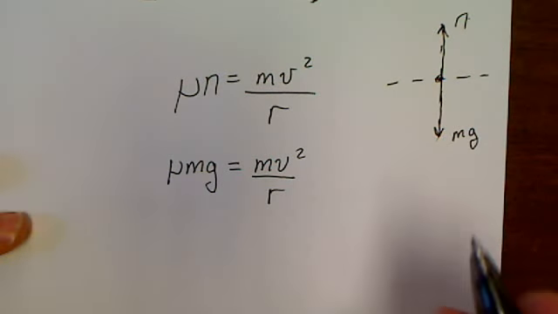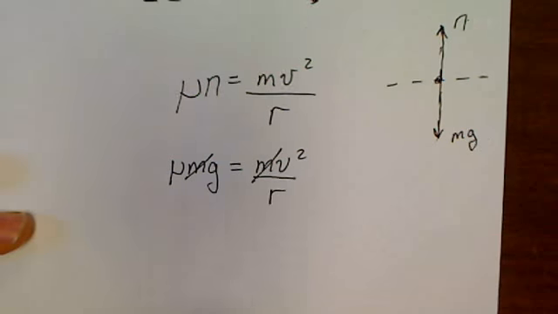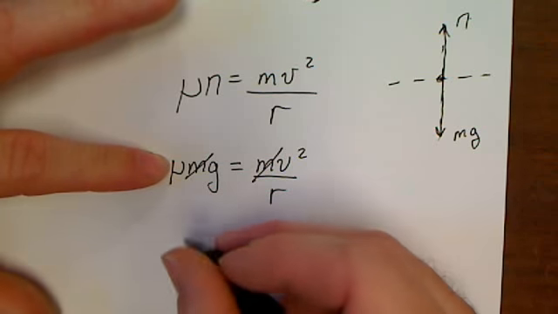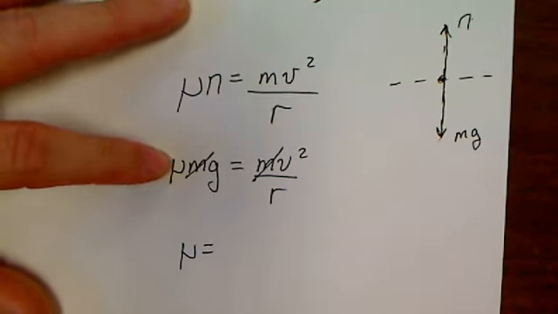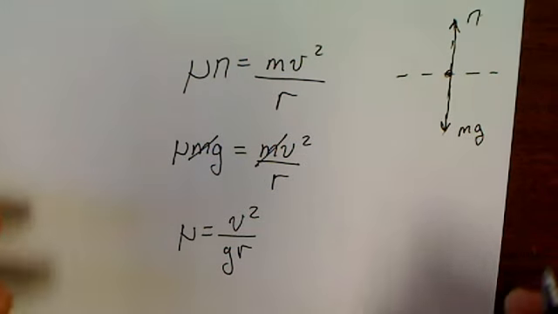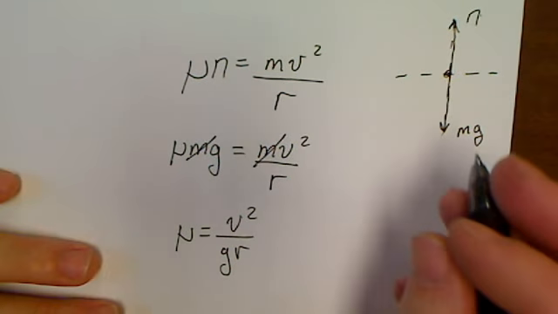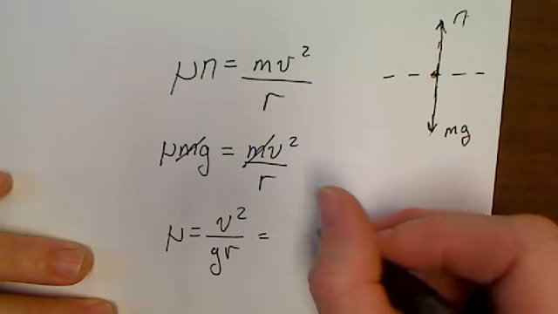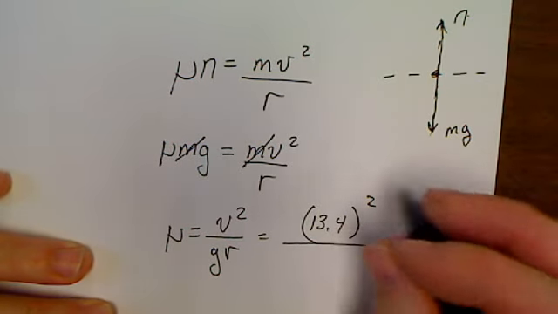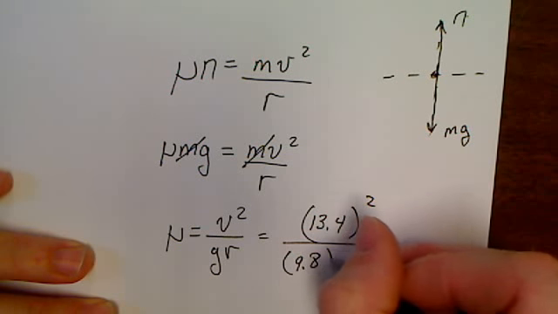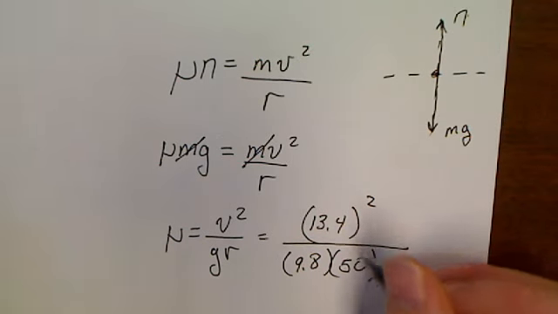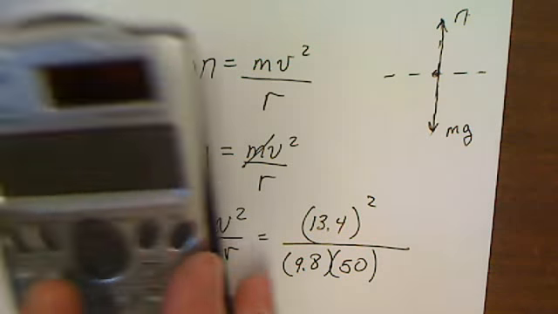Now take a look what happens to your masses. That's why it didn't give us the mass. It asked us to find mu, so let's get rid of that g. So mu would be equal to v squared over g times r. And that's all we've got to do to get our answer. It said that v is 13.4. G, of course, is 9.8 times r of 50. This is going to be like 13.4 squared over 490, but here we go.